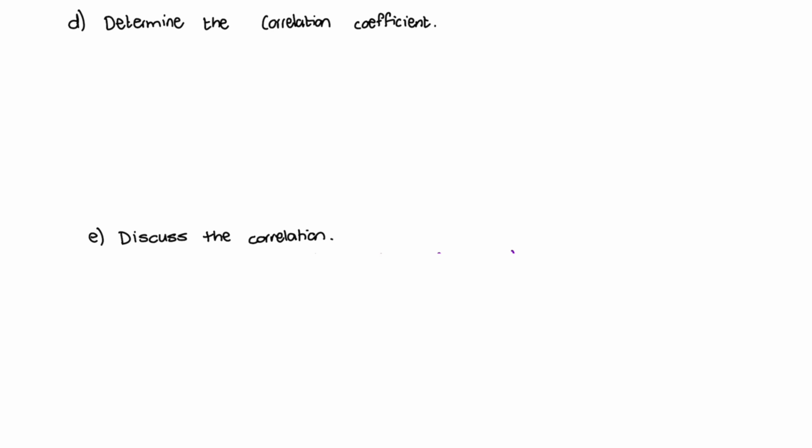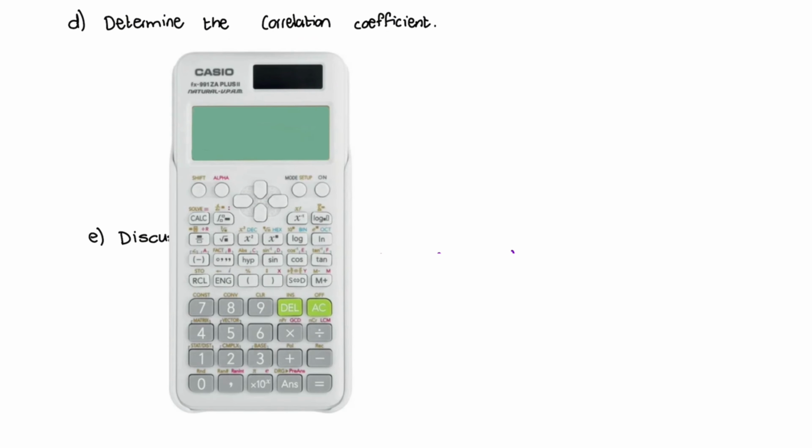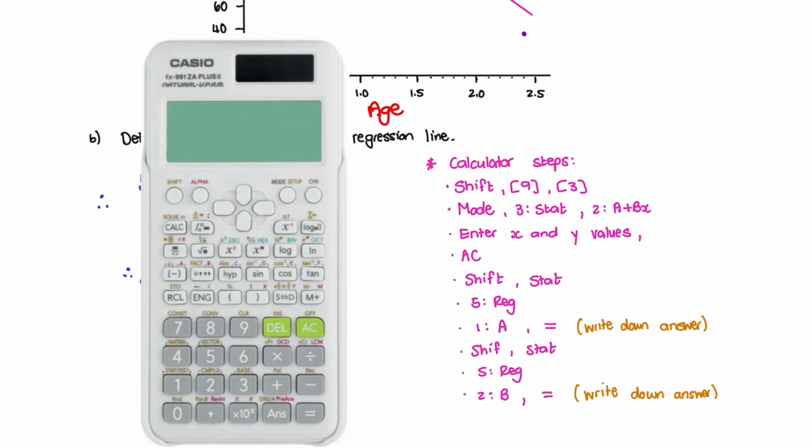For our next question, we are going to determine the correlation coefficient. And for this question, you can use your calculator once again. And the calculator that I prefer to use is the white Casio calculator. So let us quickly run through the steps.